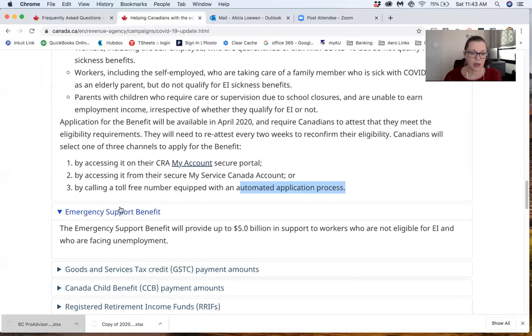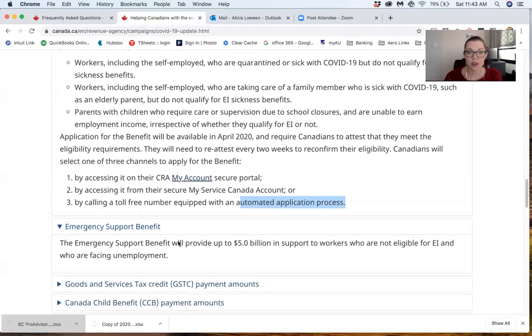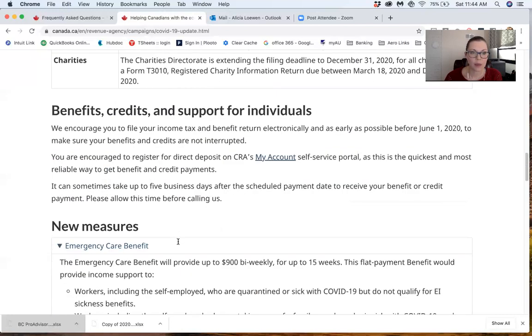And then the second one here is the emergency support benefit, and that's pretty vague. It's just saying it's going to have $5 billion in support to workers who are not eligible for EI and who are facing unemployment. So we don't know exactly what that program is going to look like. Again, this has all just been announced in the last few days, and so I think the government will be continuing to update us on what's going on and who's going to be eligible and how to apply for these different supports.